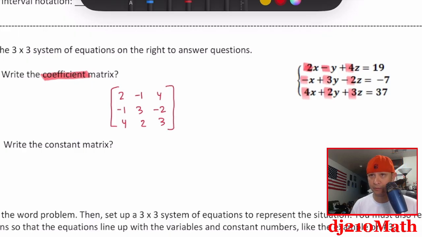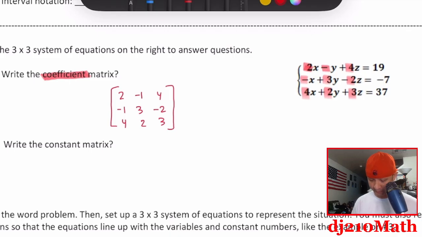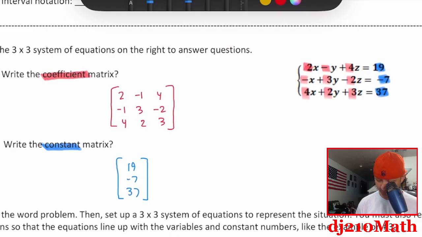So all we did was just write the coefficients in a matrix. Okay. Constant matrix. The constant matrix are the numbers to the right of the equal sign, again, in a matrix. So this is going to be one column with 3 rows: 19, negative 7, 37.